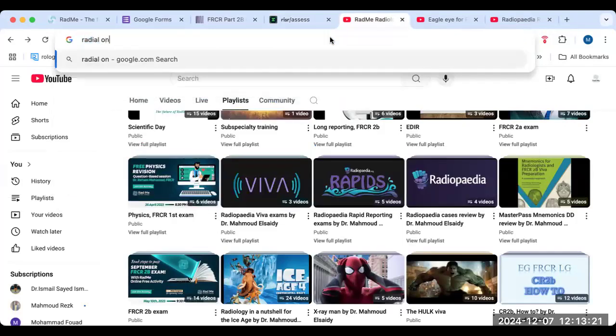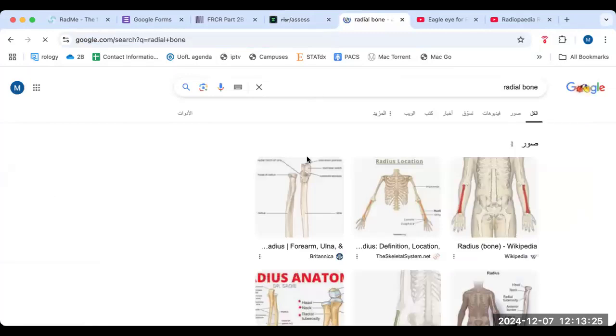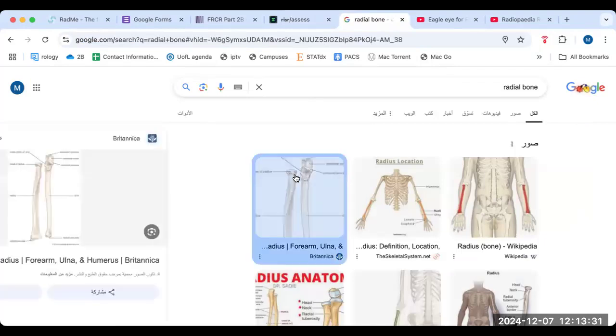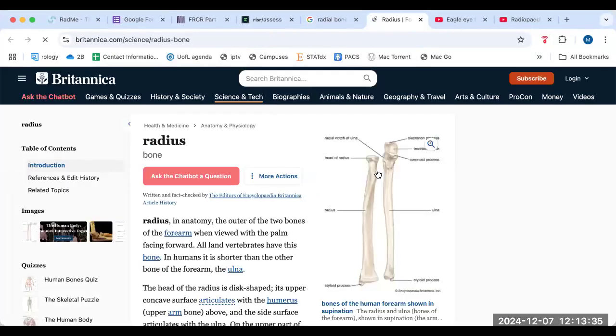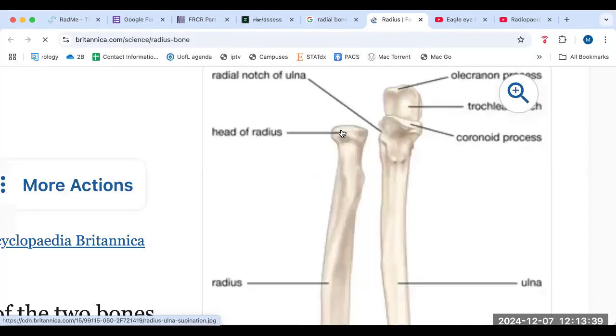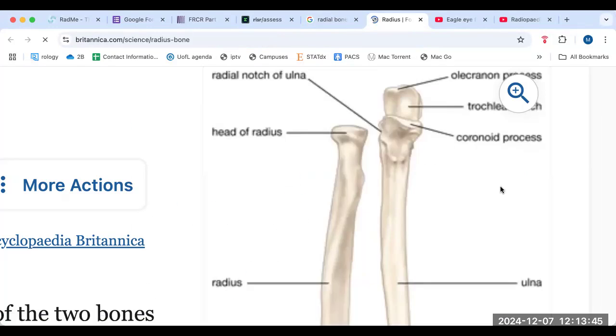Radial. Yes, see, the upper part of the image is the head. The neck is this short part. See, this is the head. If the fracture is in the head, put the head. If it is in the neck, put the neck. Think as simple as that. See where the fracture is and put the exact site of it.